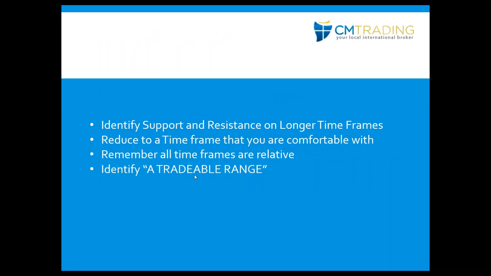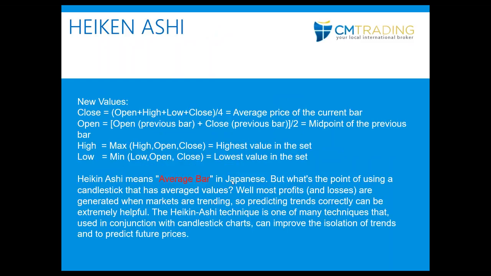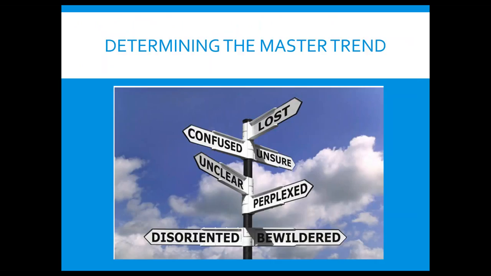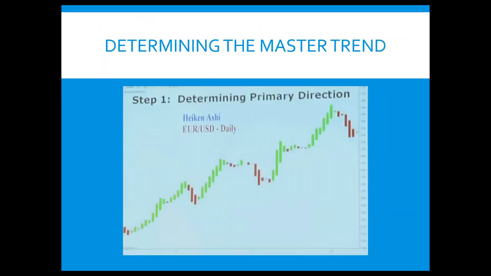We looked at how to identify tradable ranges. What I showed you basically was the Heiken Ashi method, the average candle. I'm going to quickly flip through these slides. We know all of this already. We know determining the trend can be really difficult. Learning how to hedge is a primary way of protecting ourselves.